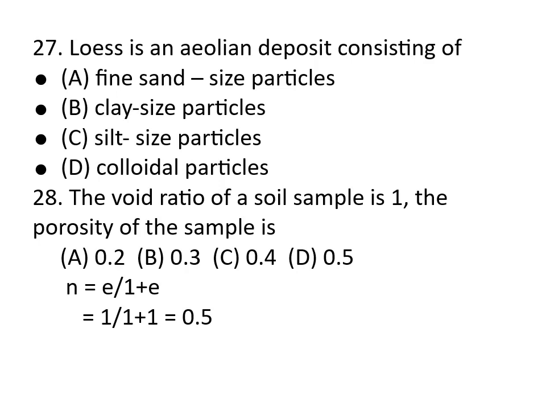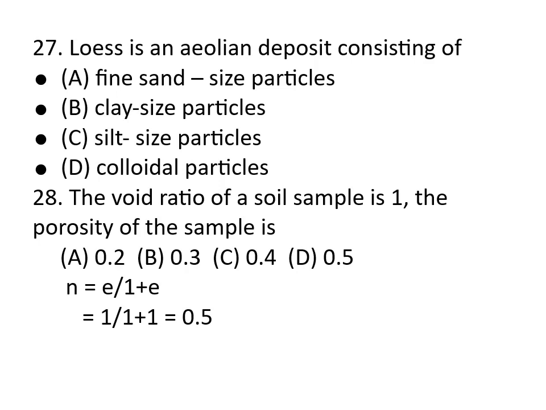27th question, Loess is an alluvial deposit consisting of silt-sized particles. Option C is the answer. In 28th question, the void ratio of a soil sample is 1. The porosity of the sample is. The porosity formula n equals e by (1 plus e). Substitute the value 1 in this formula and we get the answer 0.5.